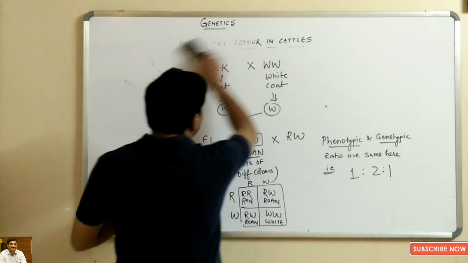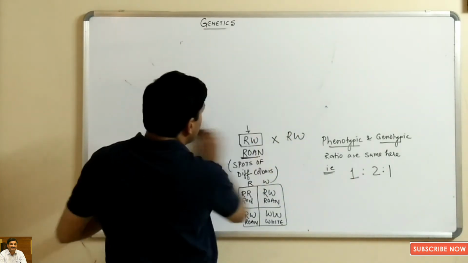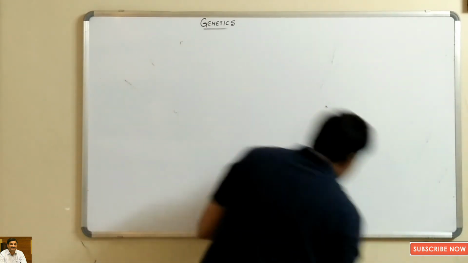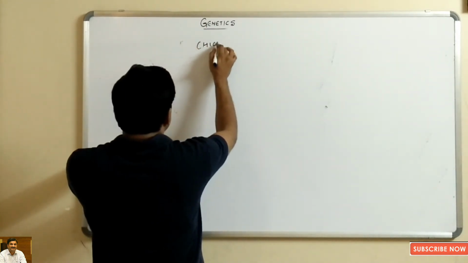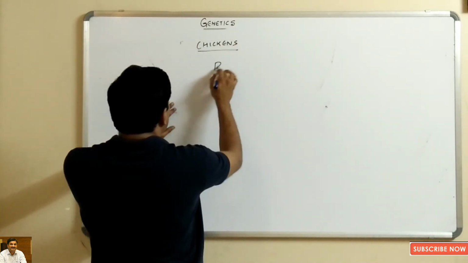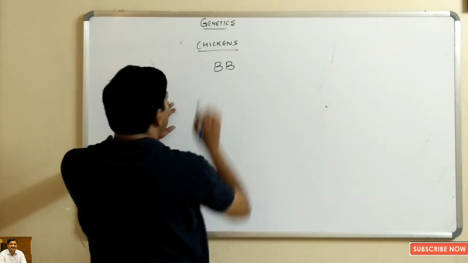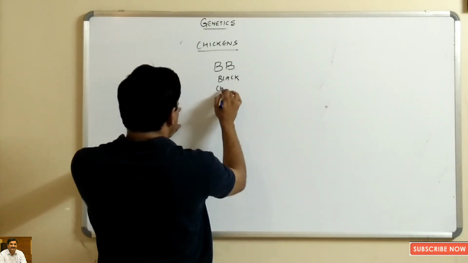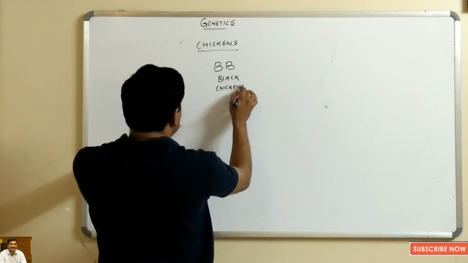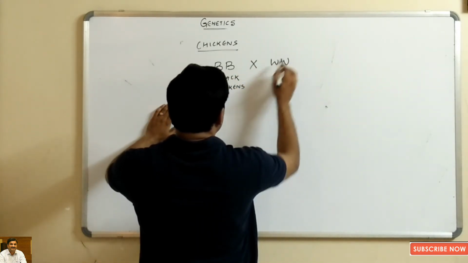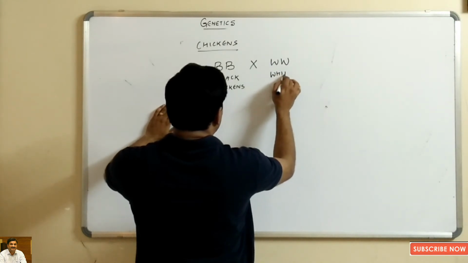Now taking another example, the example of chickens. We'll be taking an example of chickens. Say we have crossed black chickens, we will be crossing black chickens with the white chickens. Say WW is for the white chickens.